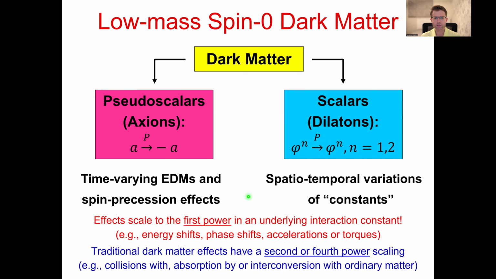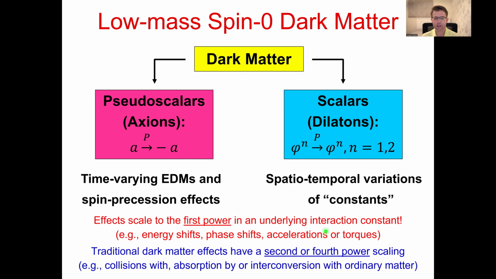What is interesting about these 2 particular types of effects is that the signatures here scale to the first power in an underlying interaction constant. This is because we can have effects like time-varying energy shifts, phase shifts, as well as accelerations or torques exerted on bodies.